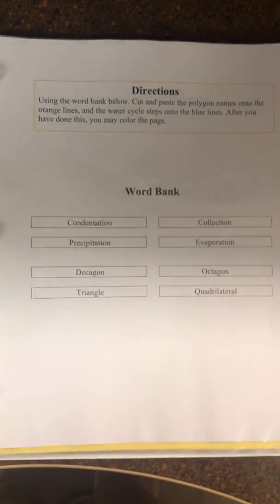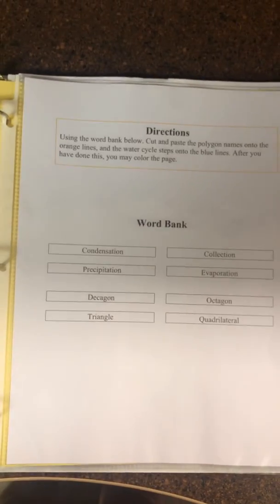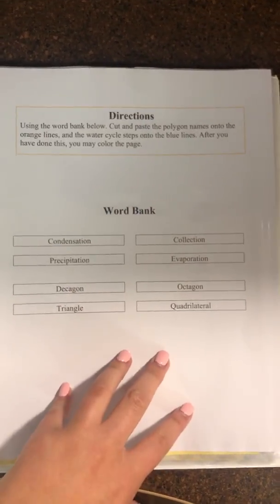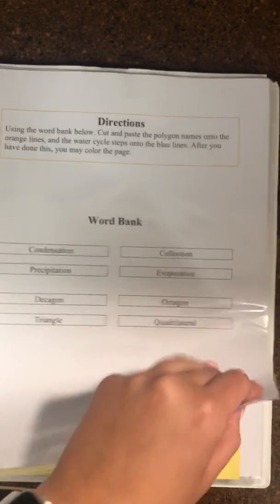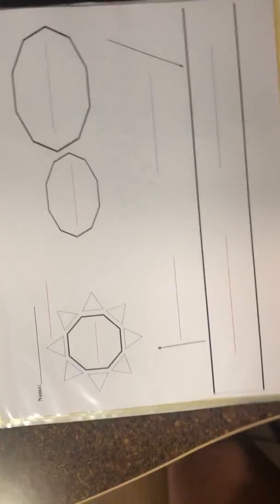And then for the science one, they'd be given this paper first, which will be stapled to the other one, and it has their directions on it and then their word bank. So as you can see, there's 4 different polygons as well as the 4 different stages of the water cycle. And then they would be given this paper.